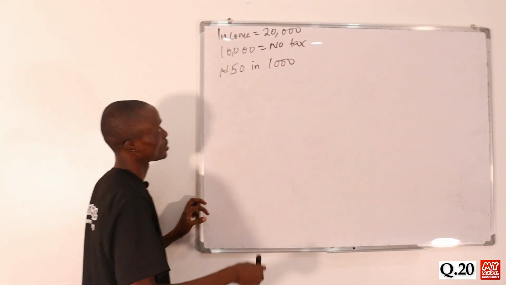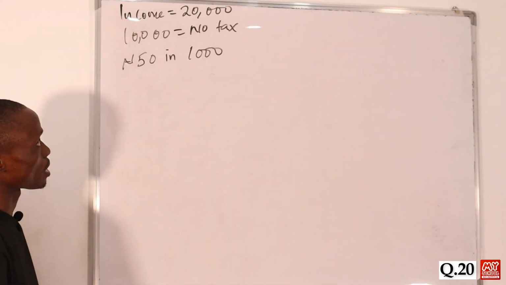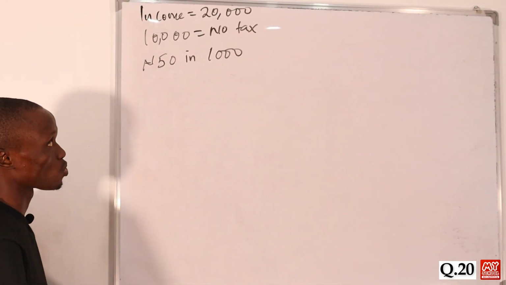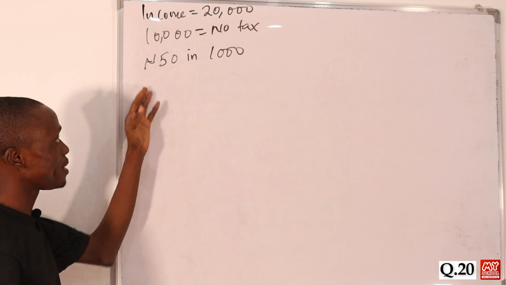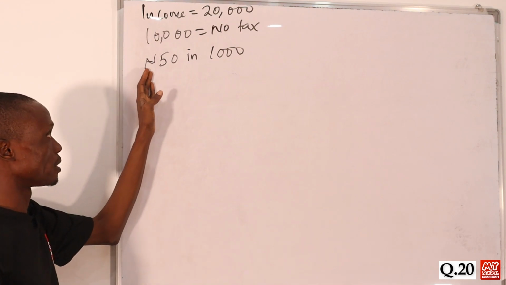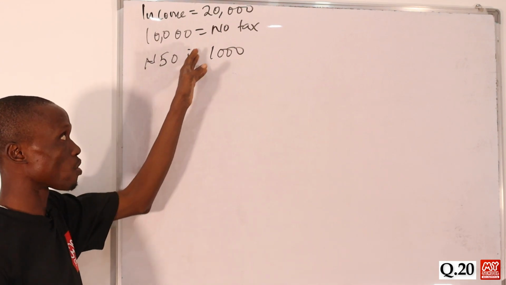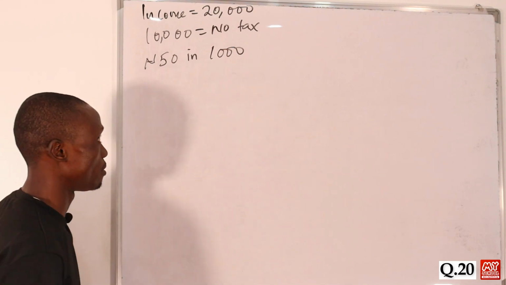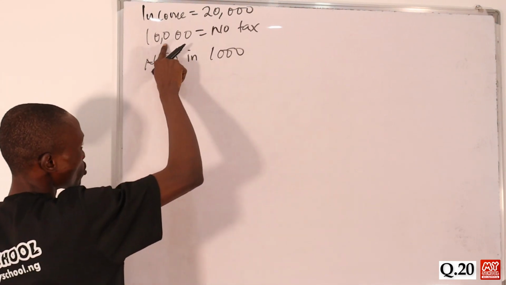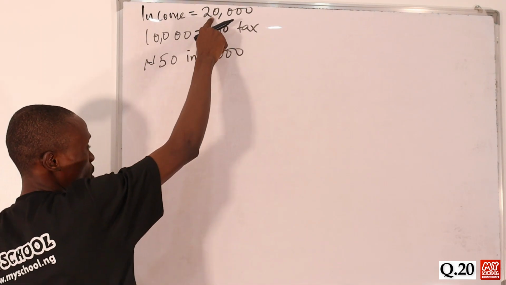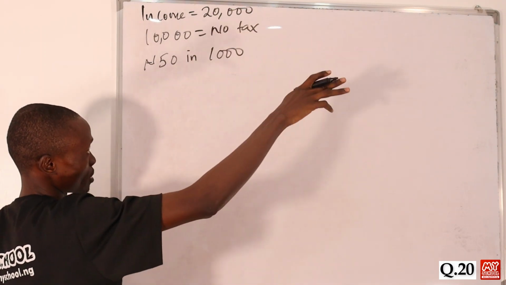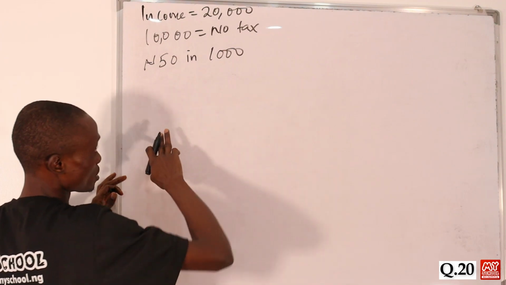So we are given that the income is 20,000, and for the first 10,000 no tax is paid, while for the next 5,000 a tax of 50 naira is paid on every 1,000 naira. So first of all, we are going to remove 10,000 naira from the 20,000 naira so that we know the amount that is taxed. So the amount that is actually taxed is 10,000.